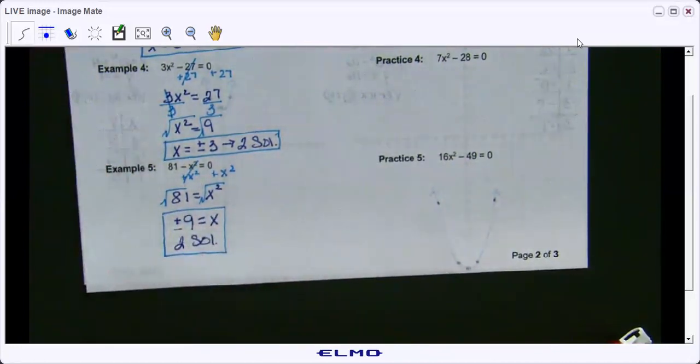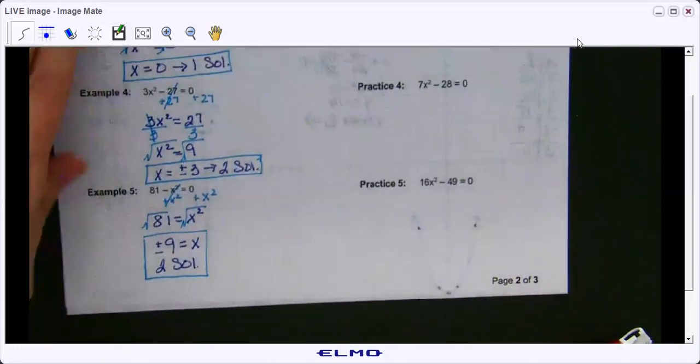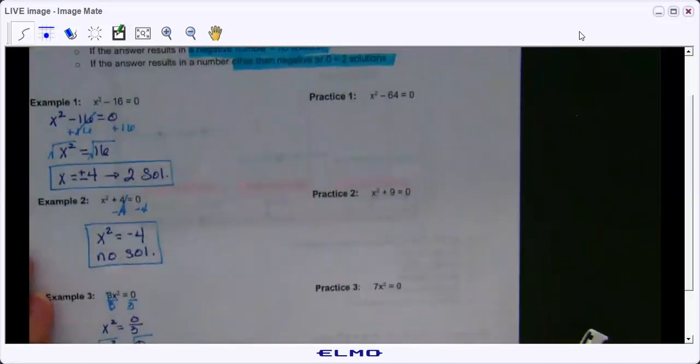Okay, so what I want you to do is do all the practice problems on your own, and then we'll come back and we'll check them. I will just give you a heads up on practice number 5, you will end up with a fraction. Okay, so I'm going to go ahead and pause the video, try all the practice problems, and then you can unpause the video when you're ready to check your answers.